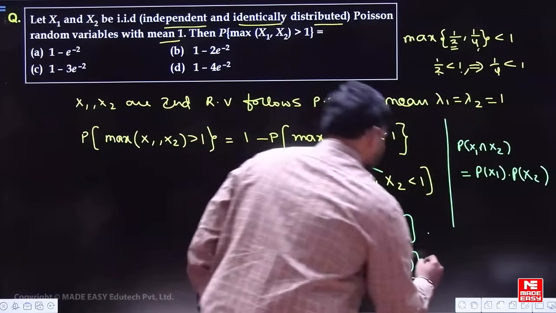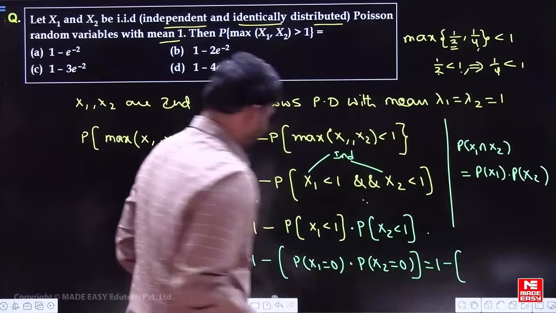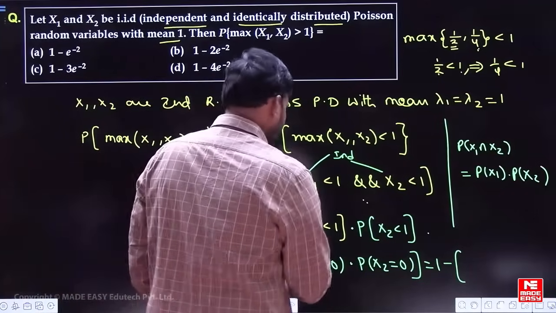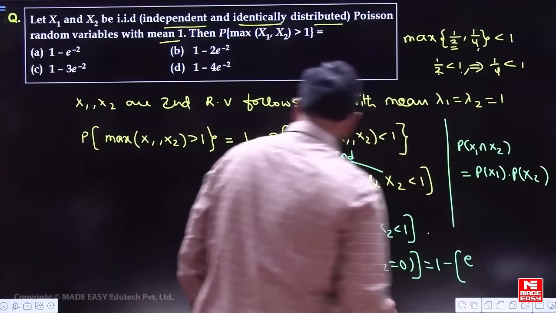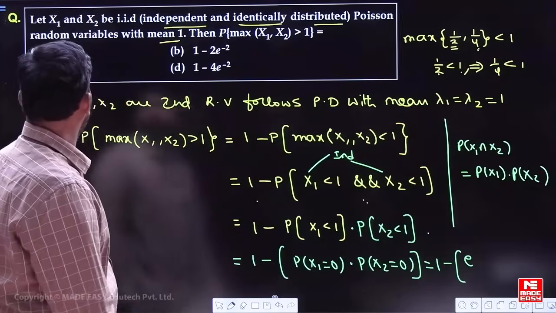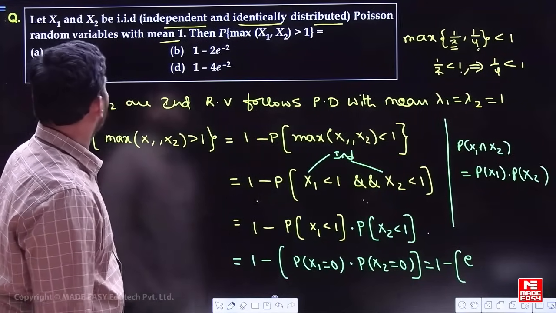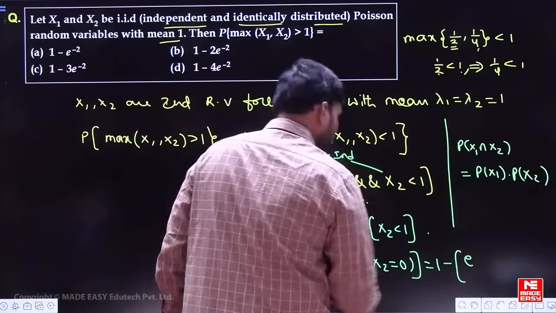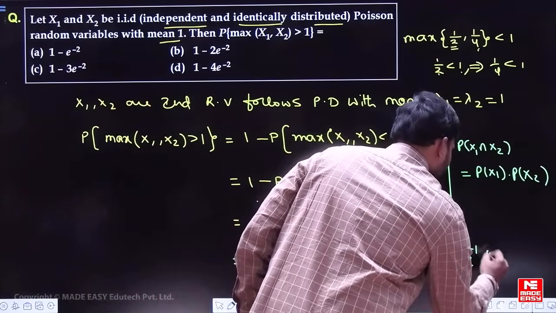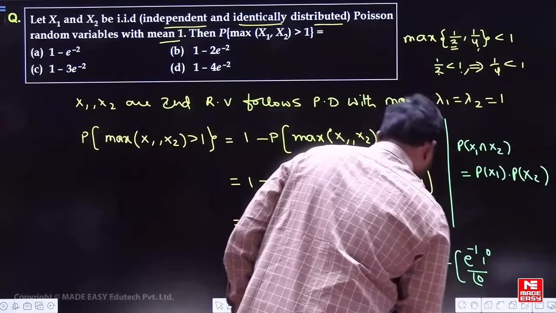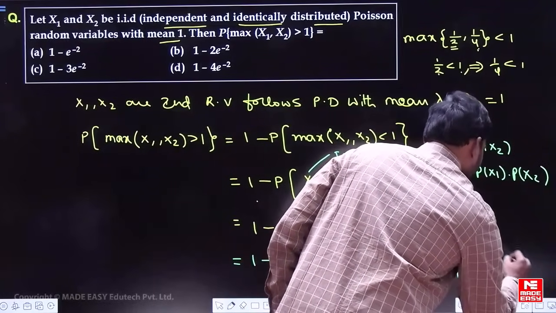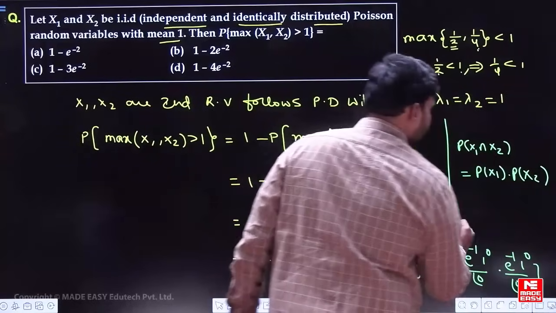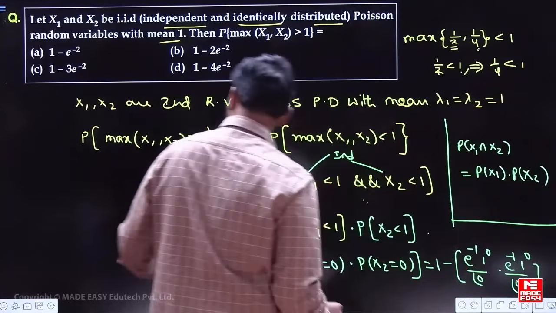So this becomes 1 minus, as they have the same lambda, definitely e power minus lambda. What is lambda here? The lambda is 1. So e power minus 1, 1 to the power of 0 by 0 factorial, into e to the power of minus 1, 1 to the power of 0 by 0 factorial. So how much is this value? What is this value?